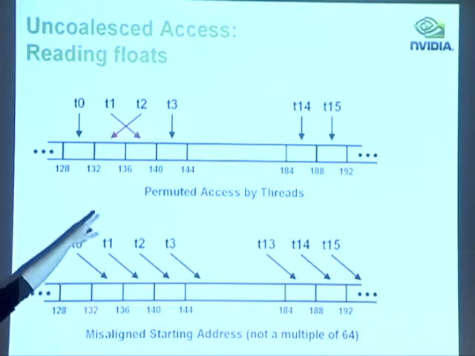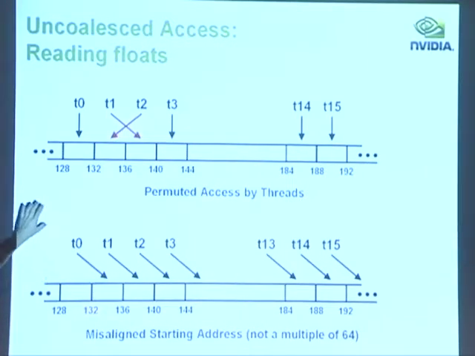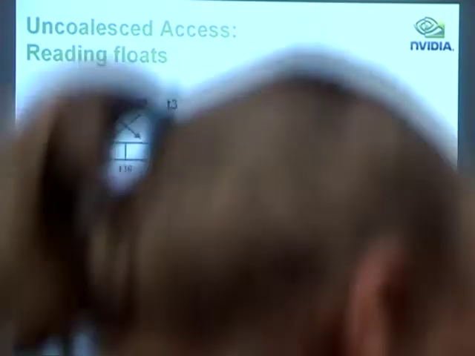This is something that's going to get better in future architectures. We realize that this is a steep cliff that you can fall off of, so we're trying to make it better in future chips. But right now, you want to be careful with that. This is a case where sometimes it makes sense to read them sequentially into shared memory and then permute your access. I'll talk about that.